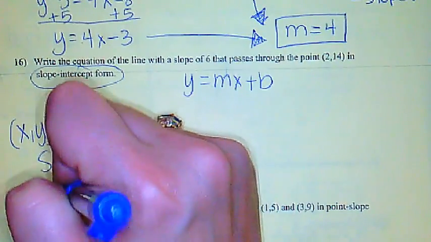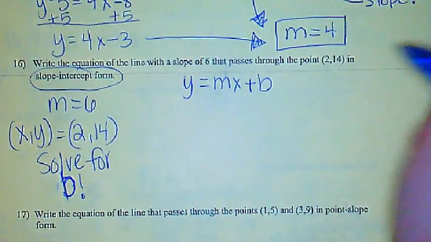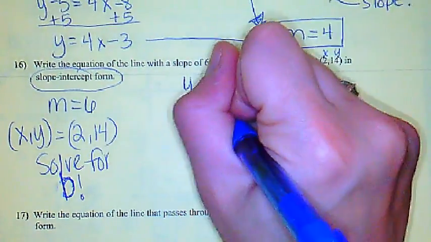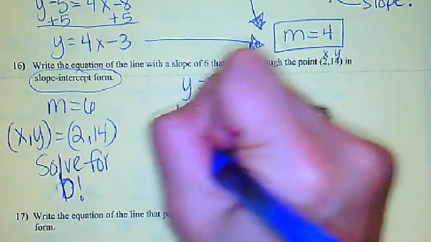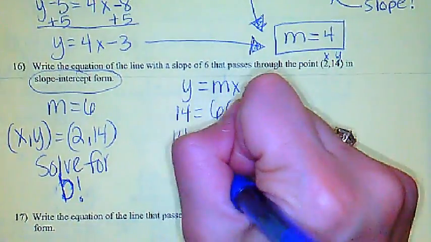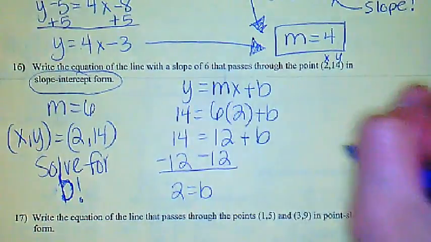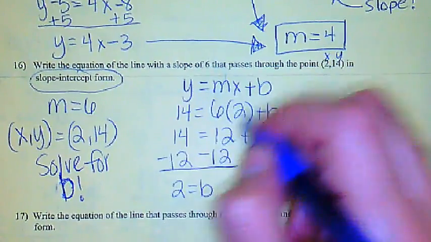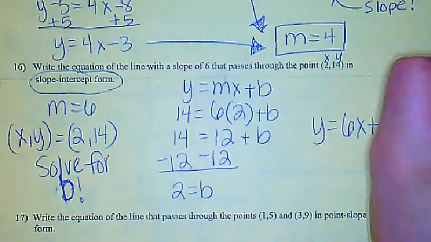Doesn't really look like a b. Oh, you guys know what I mean. Okay, so x and y. So 14 is equal to 6 times 2 plus b. So if we multiply, we get 12, and then subtract 12. So b equals 2. Okay, so I have my slope and my y-intercept. So y equals 6x plus 2.